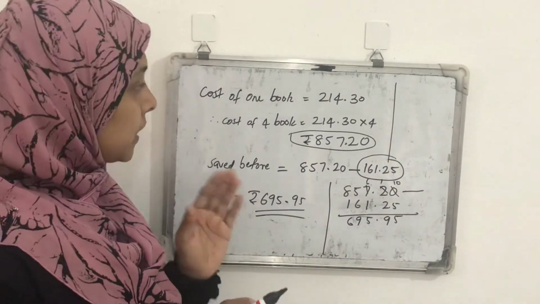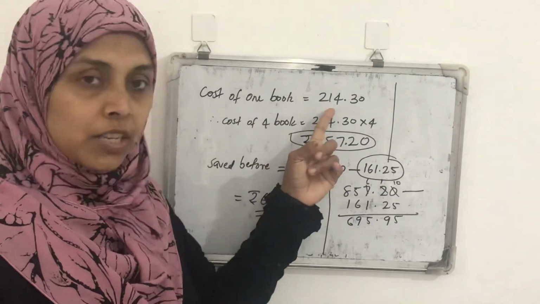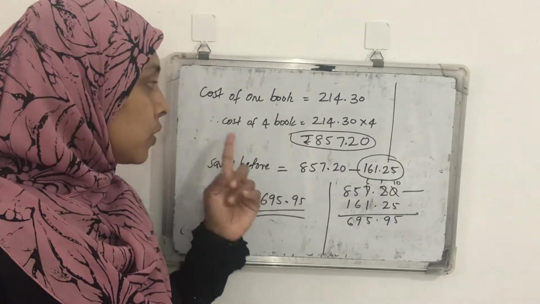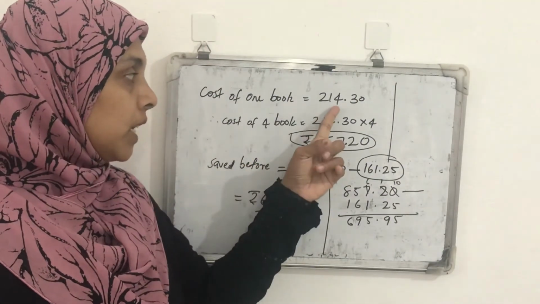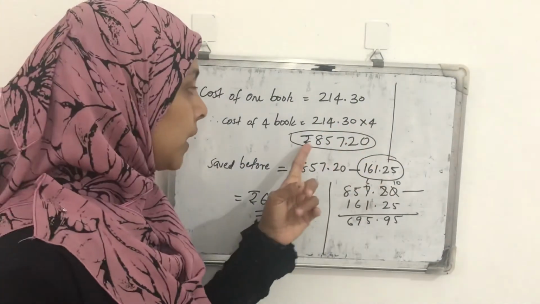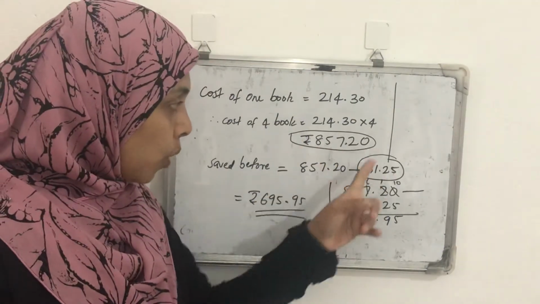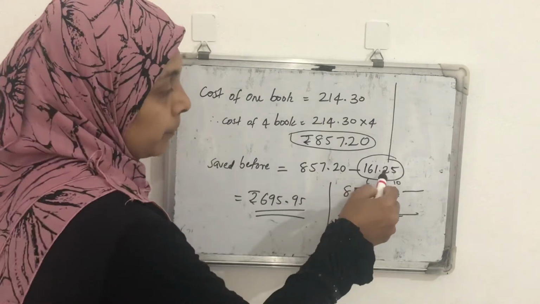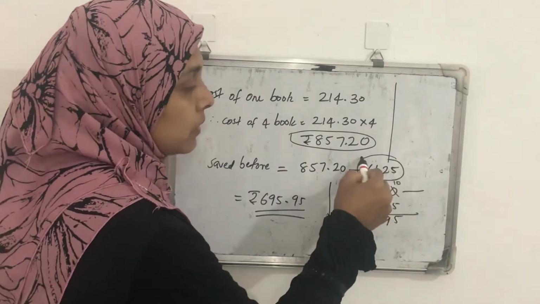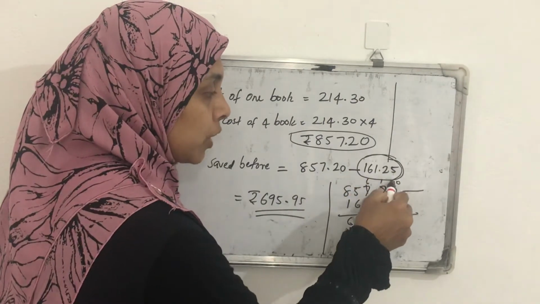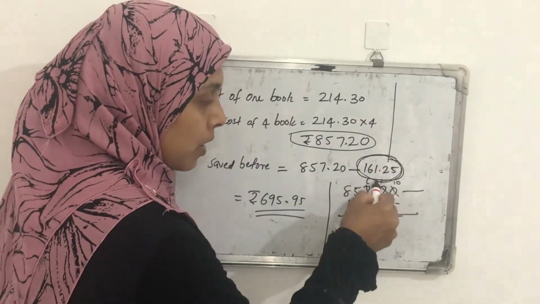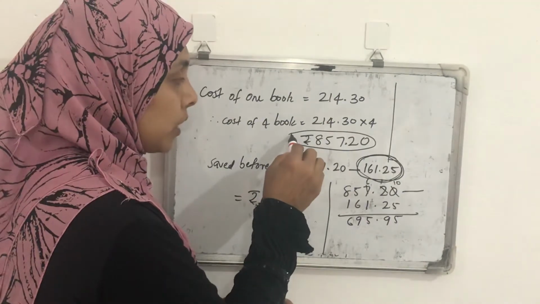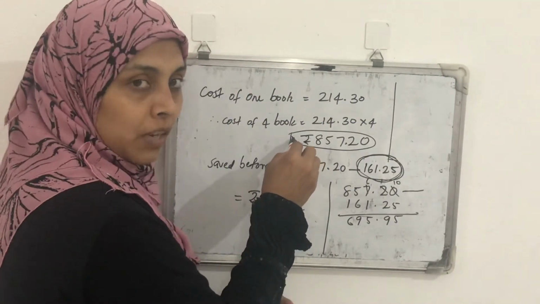Clear? So first the cost of one book is given, 214.30. Then what will be the cost of 4 books? Multiply that amount with 4, and we will get this answer. This will be the total amount she had in her bank account now. By adding this, she deposited only this much in her bank account. So by adding this total, she got this much for buying those 4 books.